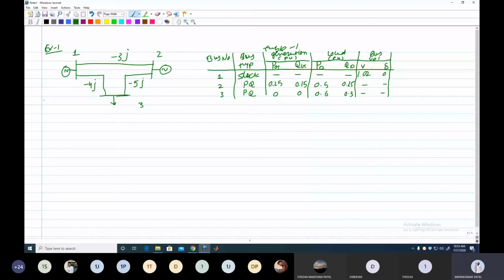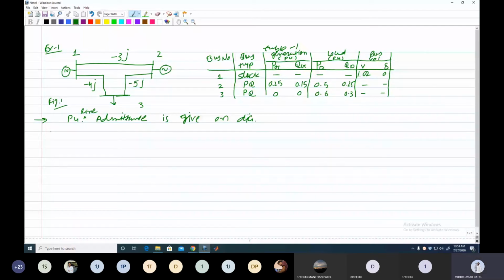This is the data given to you. Let me write that the per unit line admittance is given on the diagram, or on figure number 1. So write down the statement.